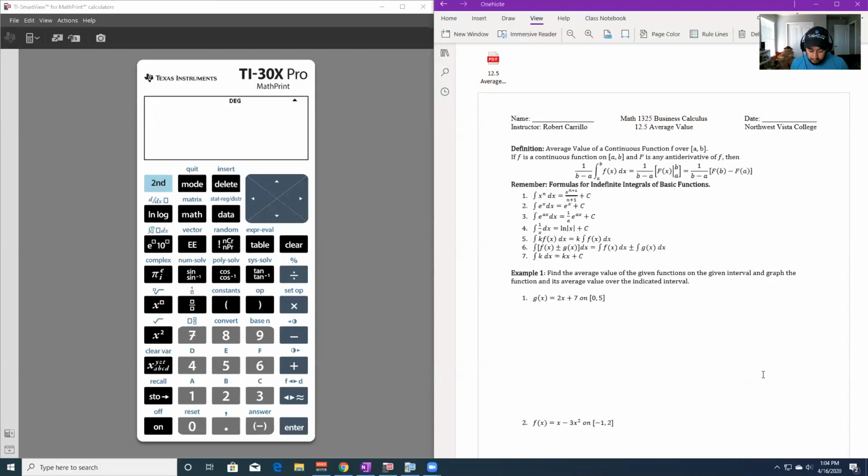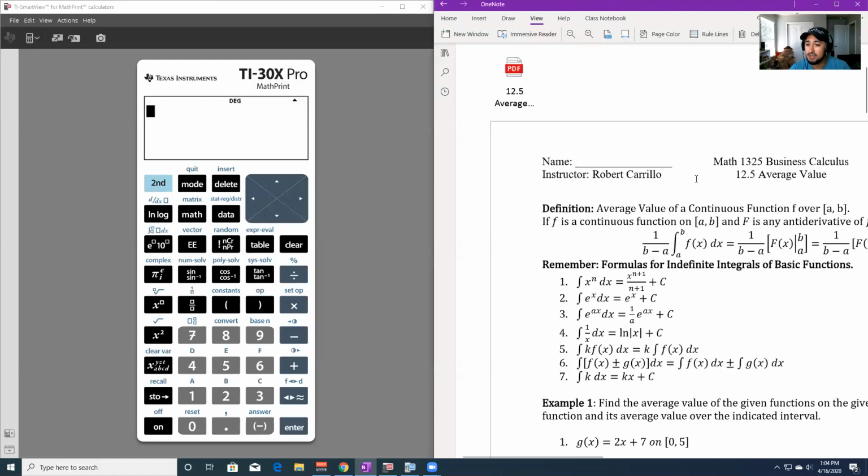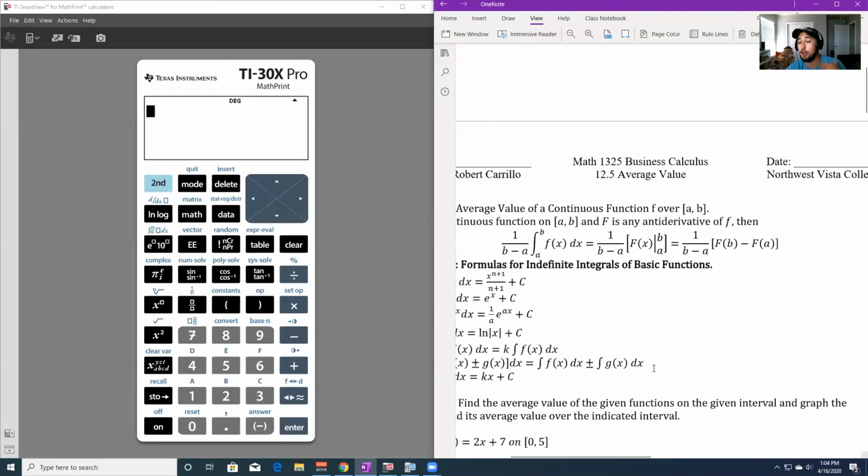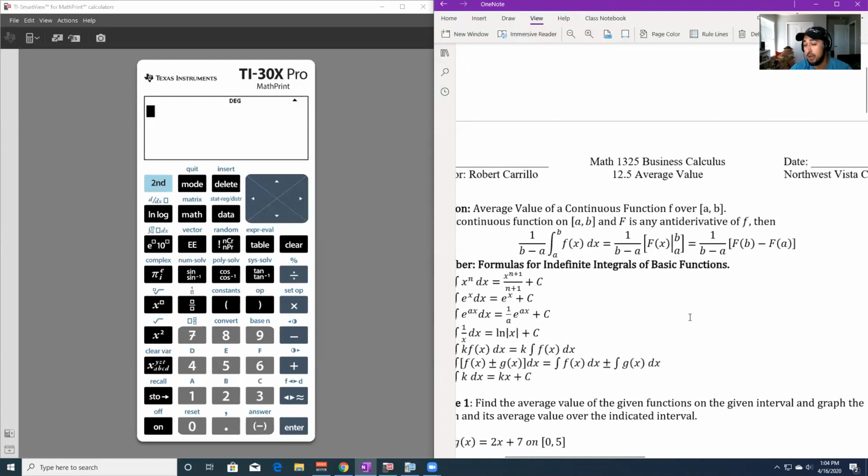So what we're looking at now is the average value of a continuous function on some closed interval a b. So this is going to be the evaluation theorem again. And remember that with the evaluation theorem, it helps you find the area underneath the curve. So what we're going to do is find the average value of the area underneath the curve.